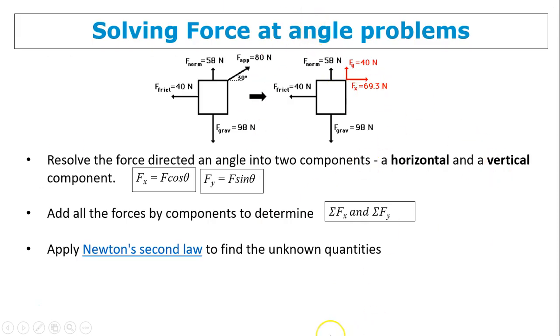Solving force at angle problems. So it's the same thing, right? We solve the force directed at an angle. First, you have to resolve the force directed at an angle into two components by applying Fx equals F cosine theta, Fy equals F sine theta. Then we have to add all the forces by components to determine the sum of the force in the x direction and the sum of force in the y direction. Then we use Newton's second law to find usually acceleration and or other quantities.